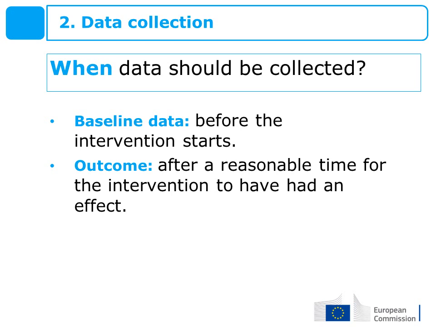2. When data should be collected. Baseline data, before the intervention starts. This information is useful to understand the characteristics of treated and control units before they are eventually exposed to the intervention. The relevant characteristics may include demographic variables such as age, gender, or level of education, and also other information which can be useful for the evaluation of the specific intervention.